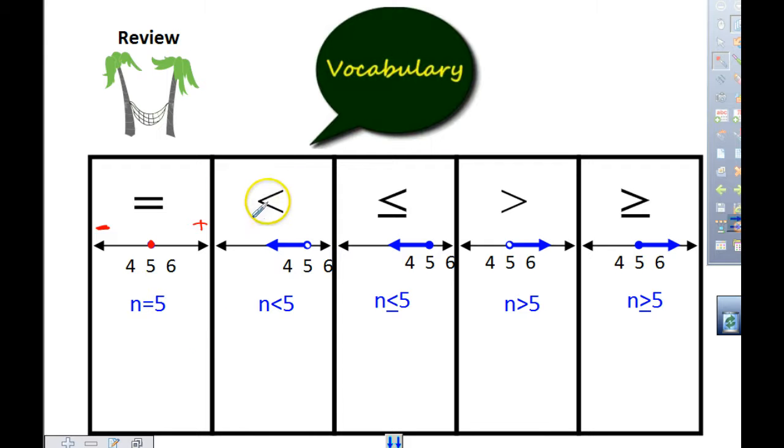Okay. So pointing to the left, on the number line, towards smaller numbers, that's the less than. Now notice that 5 is not a solution because 5 is not less than 5. This is why there's an open circle here. It's because 5 is not a solution. Open.